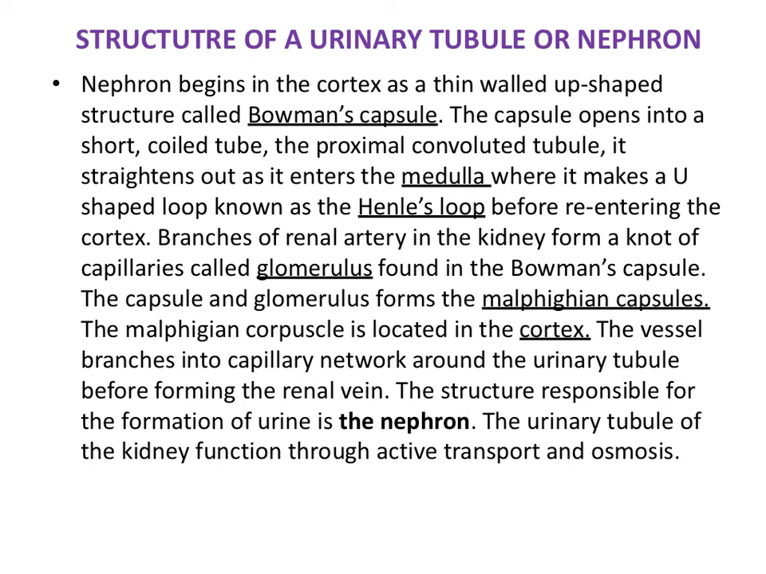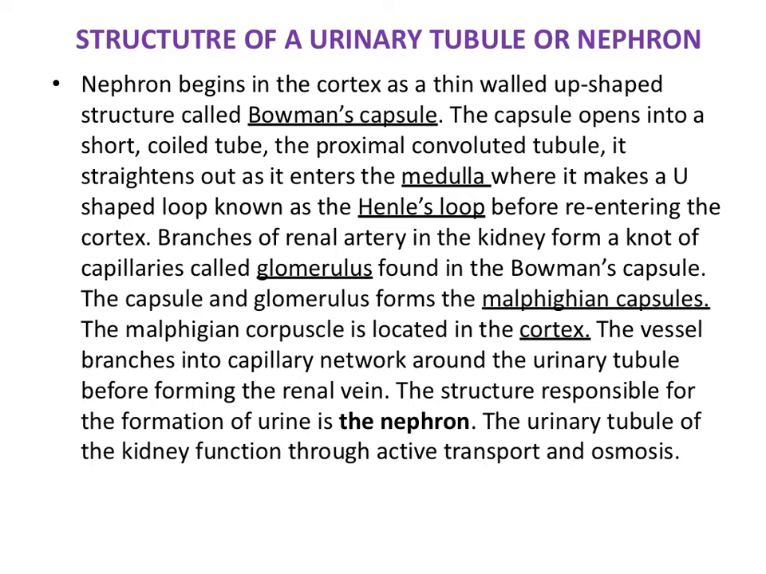Let's now discuss the various structures of the nephron. Nephron begins in the cortex as a thin-walled, cup-shaped structure called Bowman's capsule. The capsule opens into a short coiled tube, the proximal convoluted tubule, which straightens out as it enters the medulla, where it makes a U-shaped loop known as the loop of Henle before re-entering the cortex.